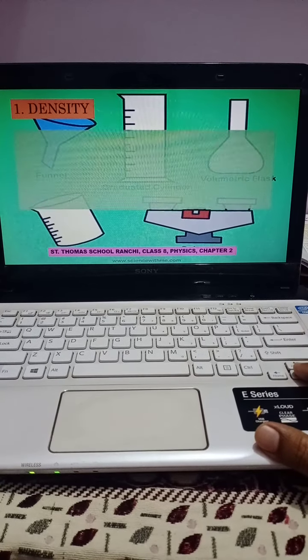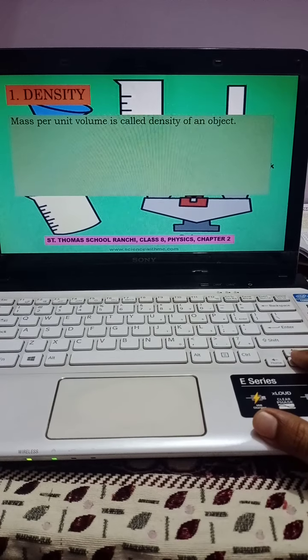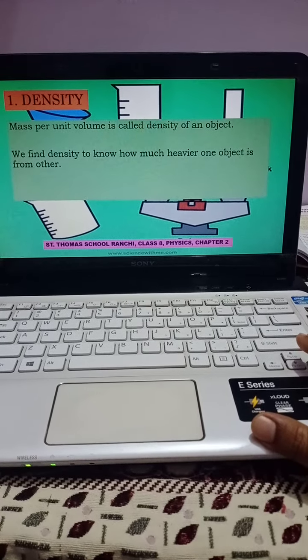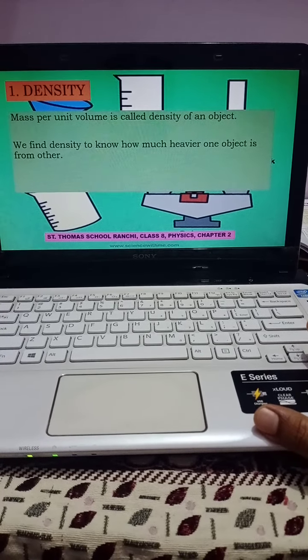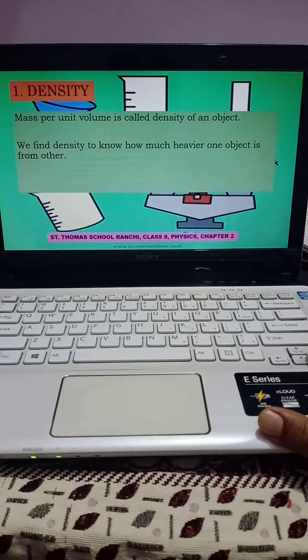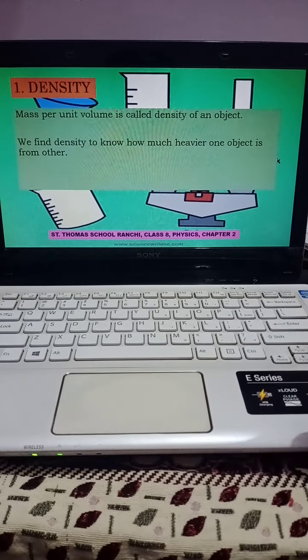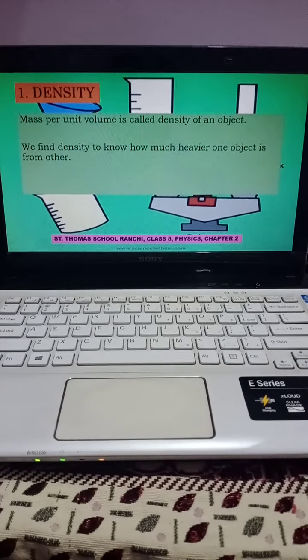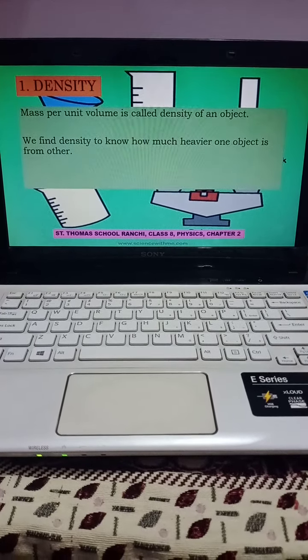So density is defined as mass per unit volume of an object. Then the question comes that why do we need density of any object, means why we want to determine density of any object. So we used to determine the density of any object to find out which object is heavier than other object.